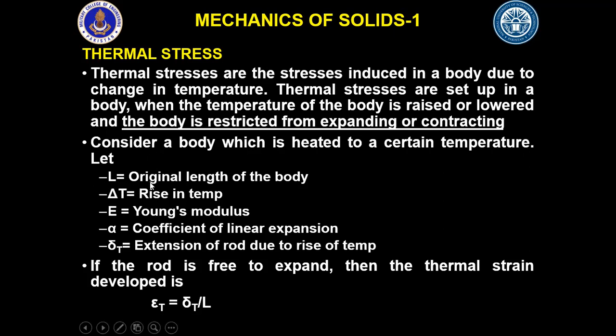The first is L, which is the original length of the body. Delta T is the rise in temperature. E is the modulus of elasticity, or Young's modulus. Alpha is the coefficient of linear expansion or thermal expansion, as I mentioned earlier. Then delta is the extension of the rod due to the rise in temperature. So, keeping the simple strain equation, the thermal strain could be equated as the change in length due to the rise in temperature divided by the original length.